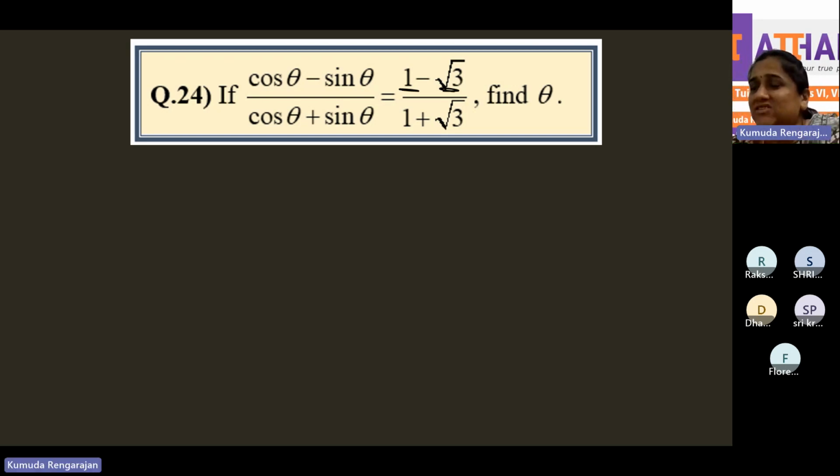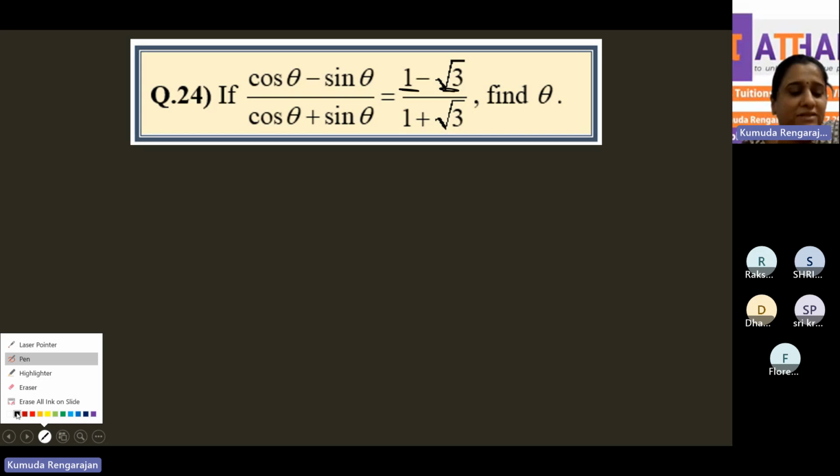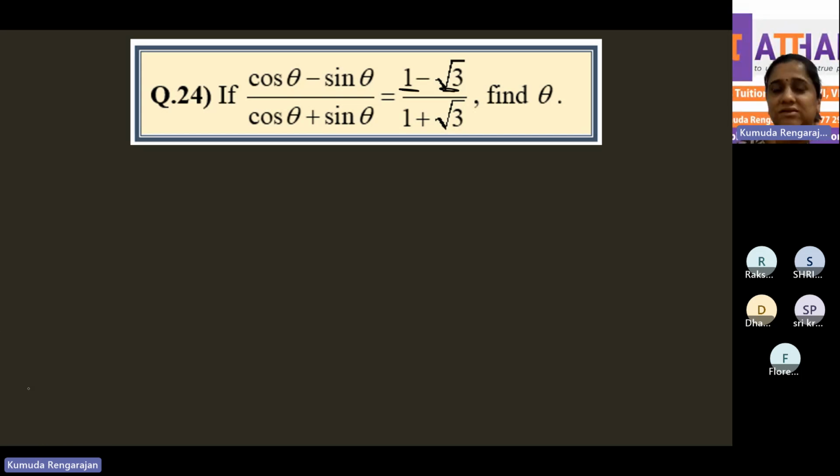We compare the LHS and RHS, no? Supposing something is given is equal to A plus B root 5, then we compare both the sides and we say A is equal to this and B is equal to this. We compare the two sides. So like that here we're going to compare to find theta. One of the methods is like this, to compare both the sides.